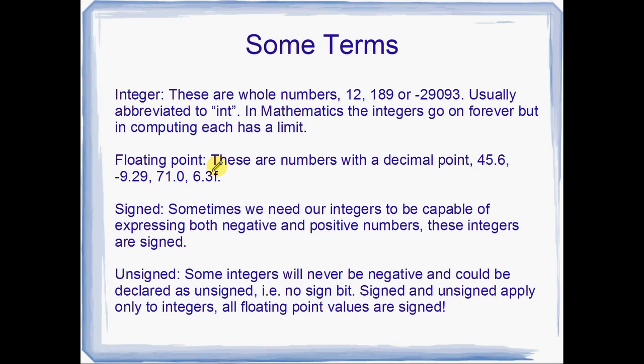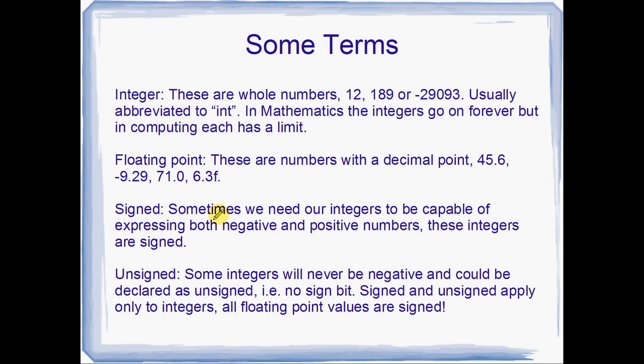The next term is floating point. Now, floating point numbers are numbers with a decimal point. So 45.6, negative 9.29, 71.0, and 6.3f are all floating point numbers. I've put the f here to indicate that it's actually a smaller floating point number. We'll look at this in just a minute. But the 6.3f just here will occupy less space in RAM than the 71.0, which hasn't got the f. We'll see why in a second.